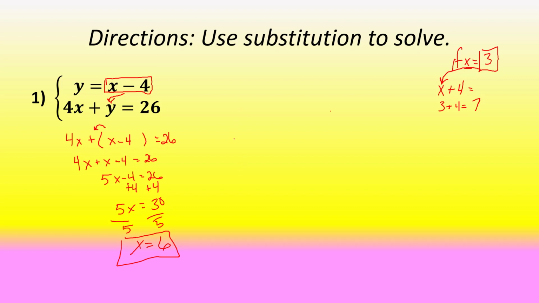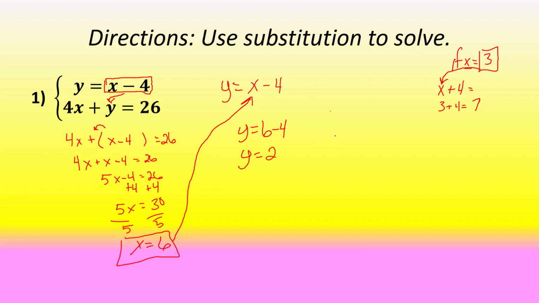Well, once we know the x value, it's very easy to find the y value. y is equal to x minus 4, and we just said that x was equal to 6. So we're going to plug that value in. y equals 6 minus 4, so y must be 2.